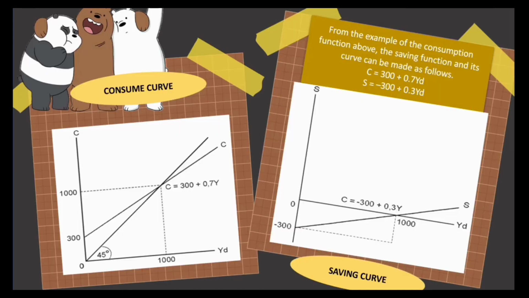And then from the example of the consumption function above, the saving function and its curve can be made as follows. The function is C equals 300 plus 0.7 YD. So the function of the saving curve is S equals minus 300 plus 0.3 YD. We can see the saving curve like this.